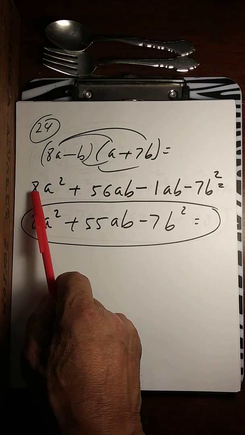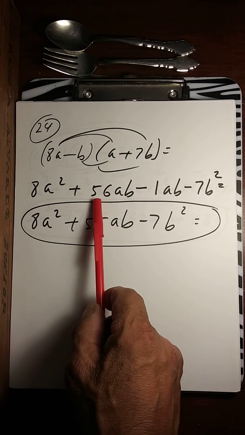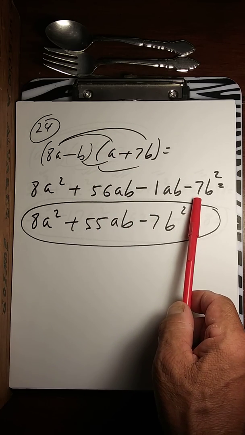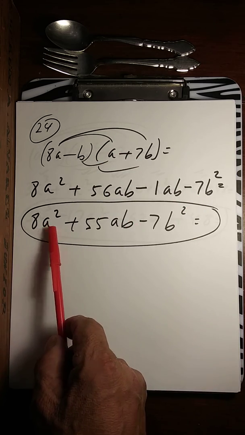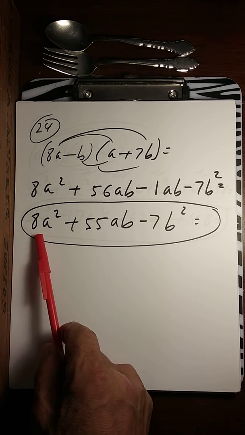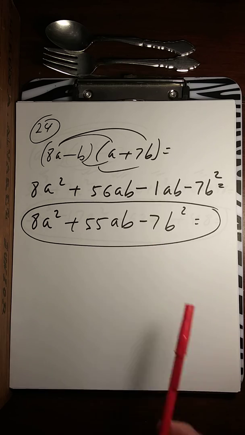8 times that is 8a squared. That turns out is 56ab. That turns out is negative 1ab. That turns out is negative 7b squared. 8a squared, this is going to give you 55ab minus 7b squared. 8a squared plus 55ab minus 7b squared.